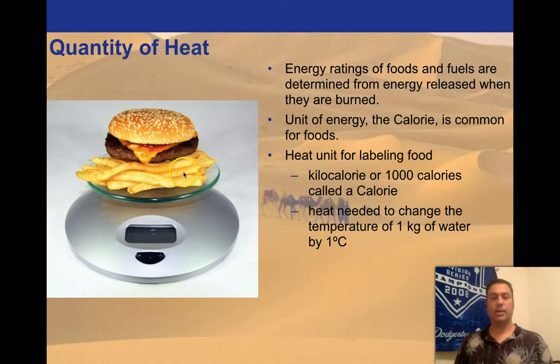So your hamburger here, let's say this thing's got 300 calories just in the hamburger alone. You're looking at the ability to heat up 300 kilograms of water by 1 degree Celsius, or 10 kilograms of water by 30 degrees Celsius. Right? That's a lot of energy. That's a lot of energy.